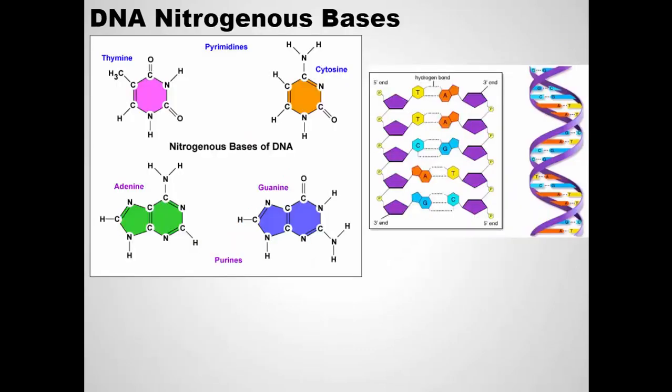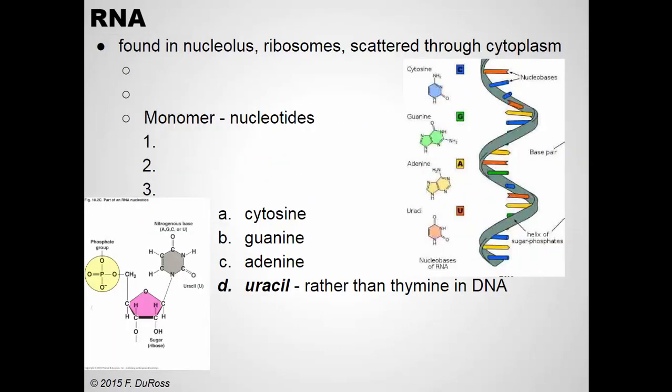Mateo? Why is there 3 bonds for CG and only 2 for TA? Where are we looking? Oh, it's just because of the structure of these molecules. Yeah, about how those hydrogen bonds form. All right.